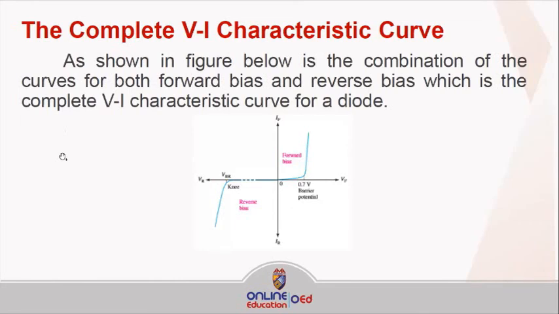Okay, as you can see, we have a complete voltage current characteristic curve. Okay, pinagsama na yung forward at reverse bias. As you can see in this figure, these are the forward bias. Yung meron siyang papunta sa vertical pataas. Then sa kabila naman is yung reverse bias. As shown in the figure below is the combination of the curve for both forward bias and reverse bias, which is the complete voltage current characteristic curve for a diode.